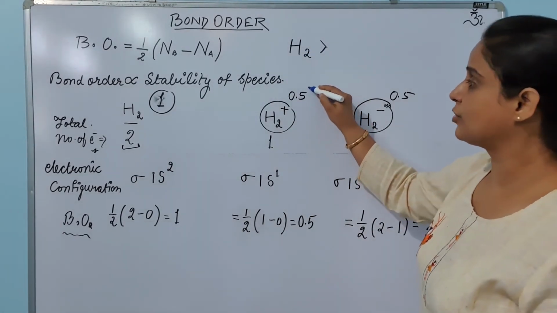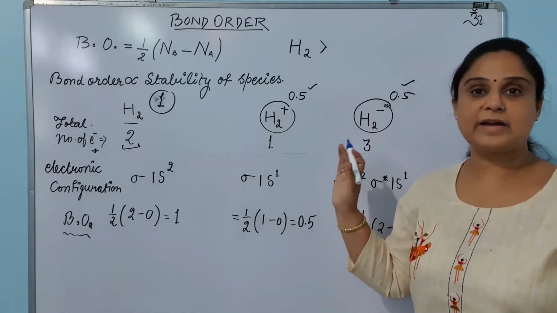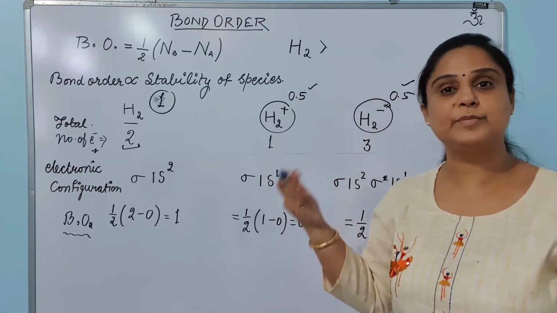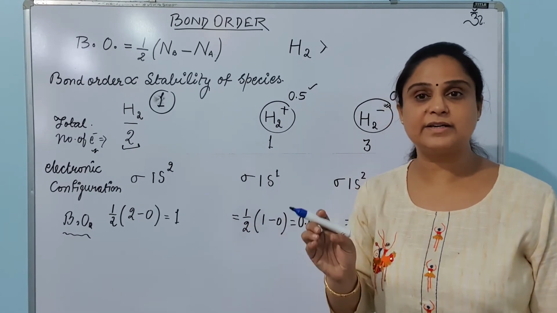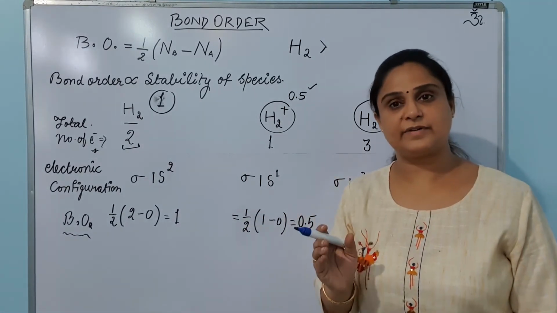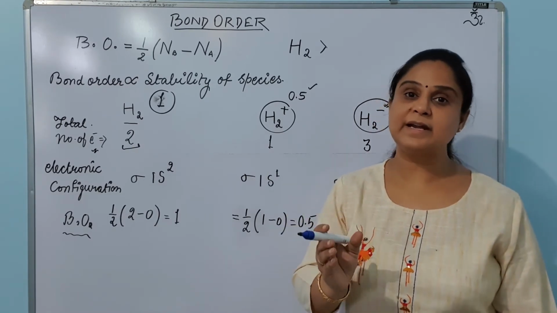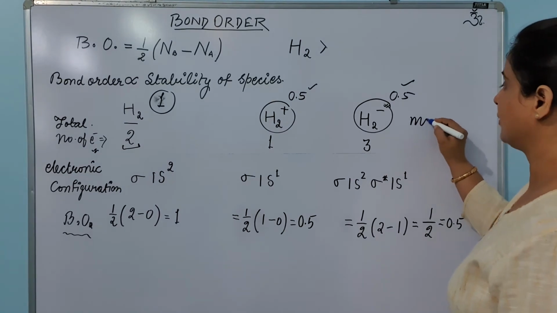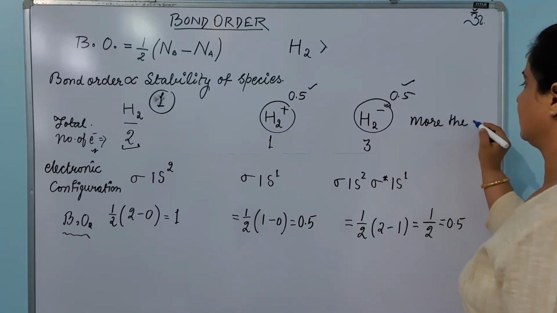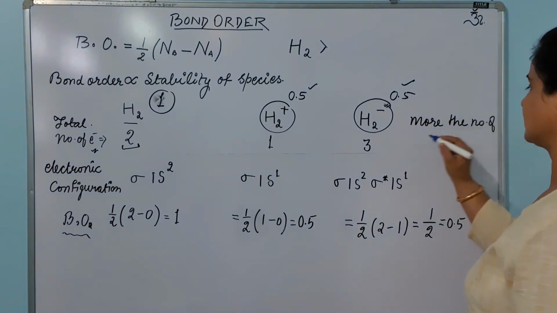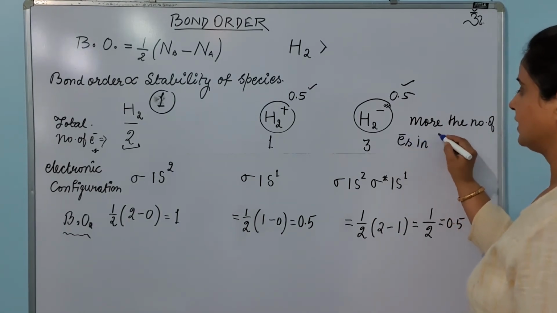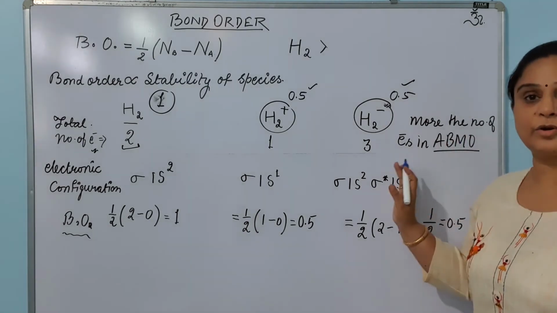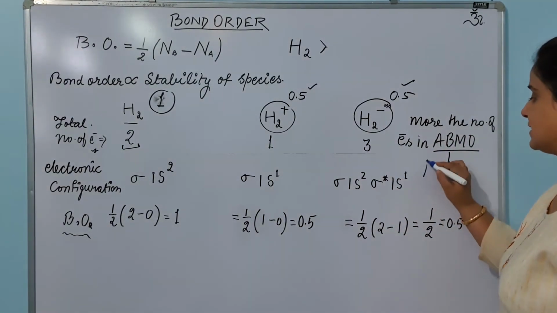Now let us talk about H2 plus and H2 minus. Both of them have the same bond order. How are we going to find out which of these 2 will be more stable? Make sure to write it in your notes: the species having more electrons in the anti-bonding molecular orbital, ABMO, has less stability.